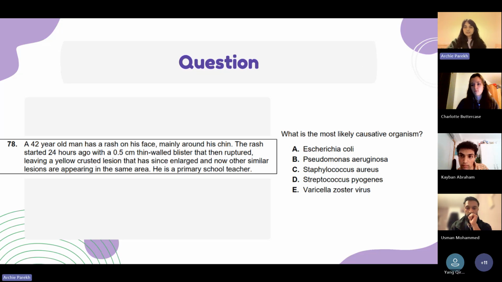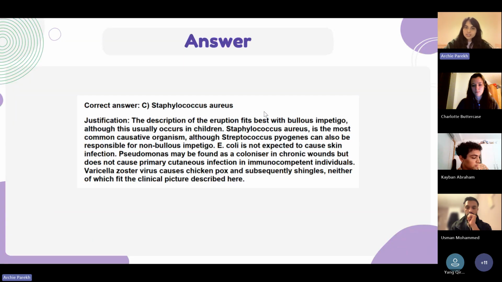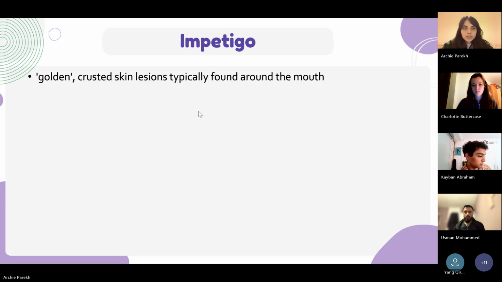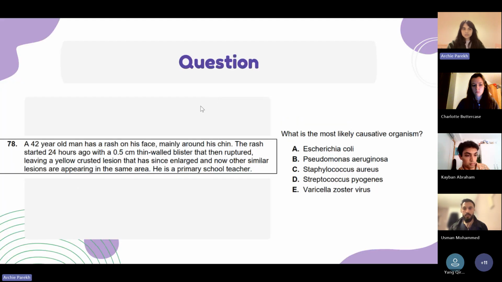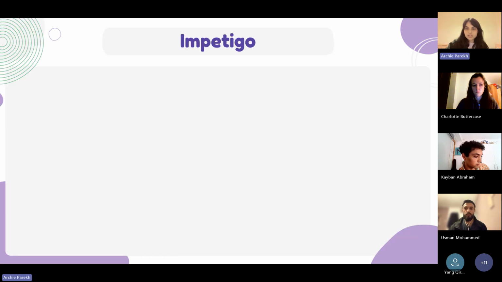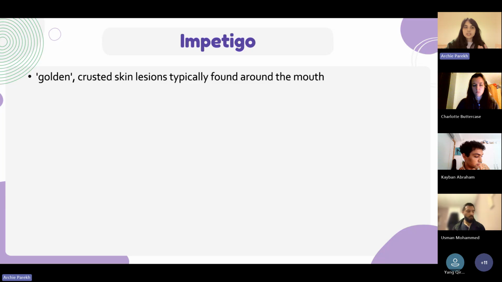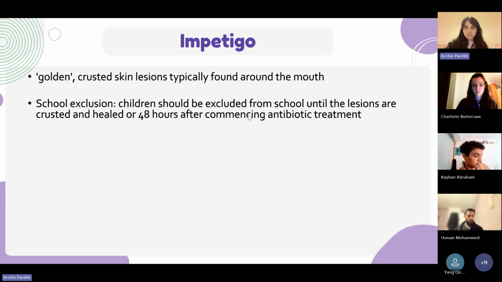Yeah, perfect. Impetigo. So again, caused by Staphylococcus aureus, like we discussed previously. You guys can read this later when I send out the slides. But going through impetigo, the reason why that question is important is because this man is 42 years old, and usually you associate impetigo with childhood infections, but adults can also get it as a primary infection. So you'll find gold encrusted skin lesions.